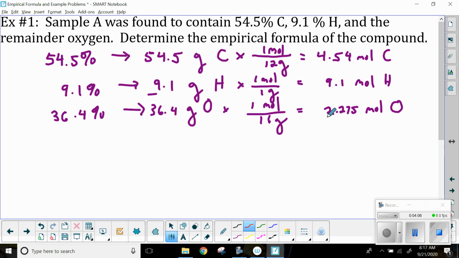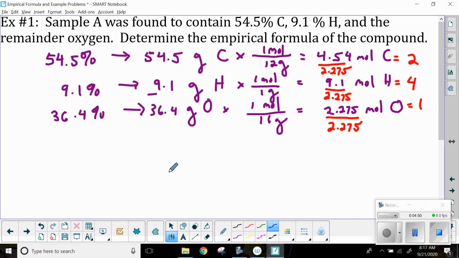We're on to divide by small. So I'm going to find the smallest number of moles, which is 2.275 for the oxygen. Divide everything here by 2.275. And that's just going to give me the ratio in terms of oxygens to every other element. So when I divide 4.54 by 2.275, I get really close to 2. When I put it in my calculator, it was 1.9998 or something like that, so definitely round up to 2 in this case. For hydrogen I get 4, and of course here, 1. So ta-da! We've got our empirical formula.